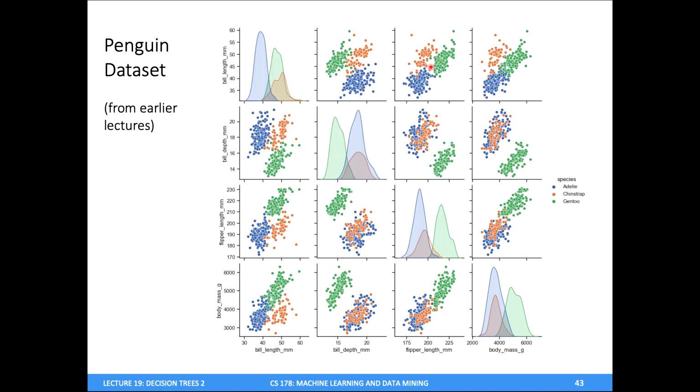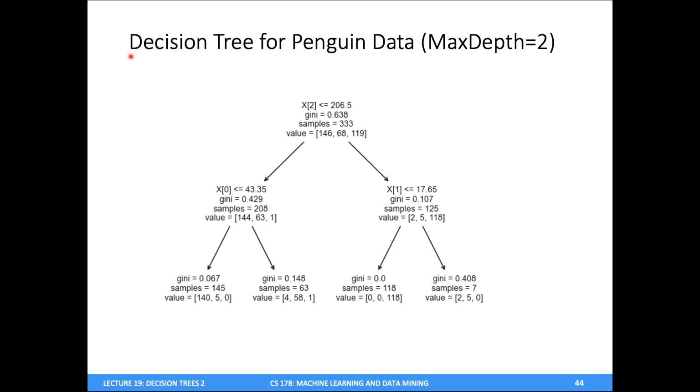So I went ahead and fit a decision tree on this penguin data set, and I specified a maximum depth of 2 just to make sure my tree didn't get too complex. And if you actually go ahead and print out a decision tree in scikit-learn, it'll give you this pretty nice visualization of the tree.